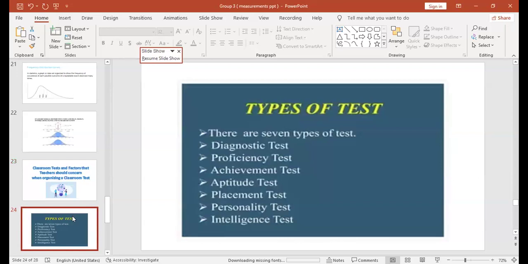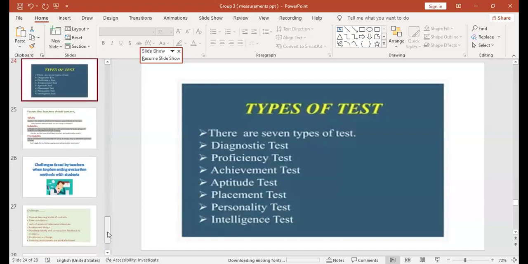The first one is the diagnostic test. In a diagnostic test, it measures the knowledge and skills of students. It is used to identify students' strengths and weaknesses in past and present learning.